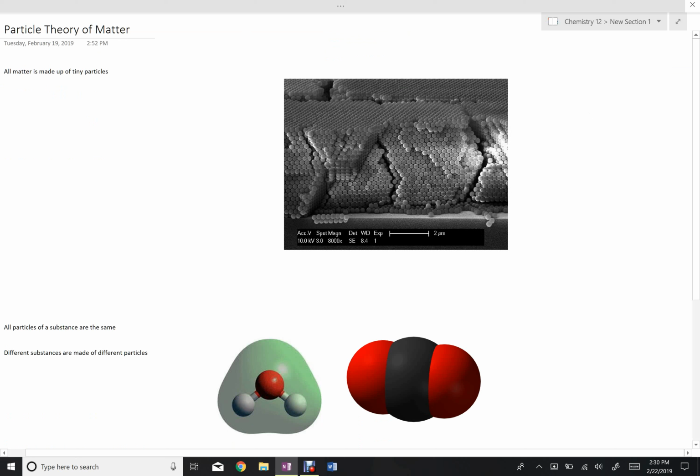So back when this theory was made up, we had a lot of evidence that matter was made up of tiny particles, but we couldn't see them. They were way too small. But now with modern technology, we can actually look at individual atoms or individual particles.